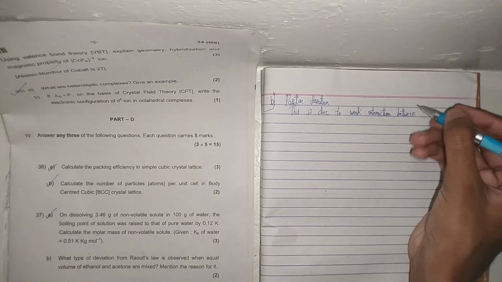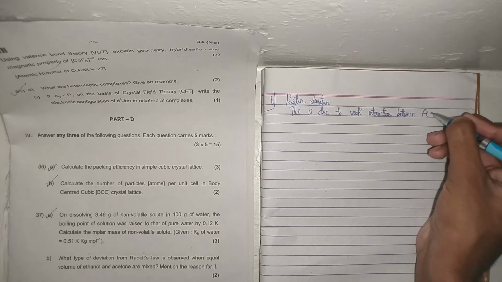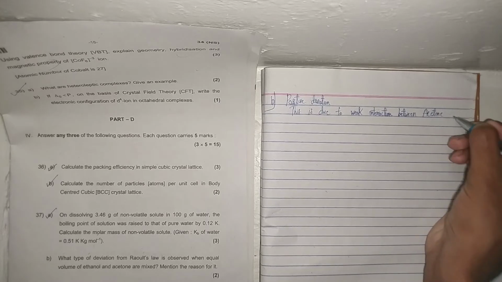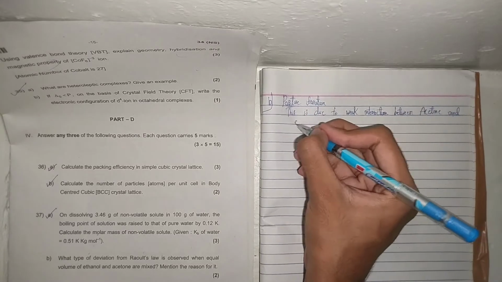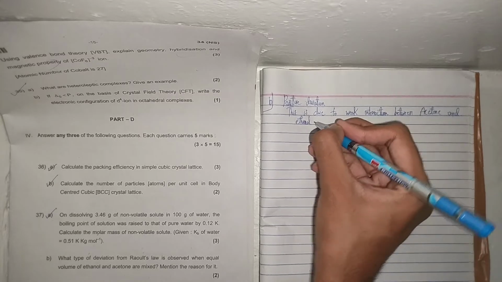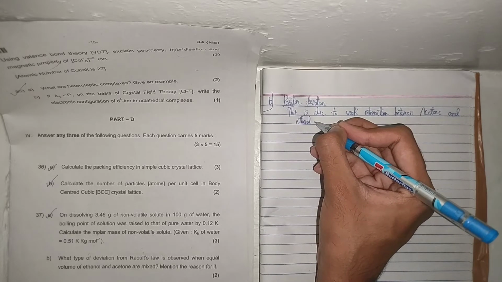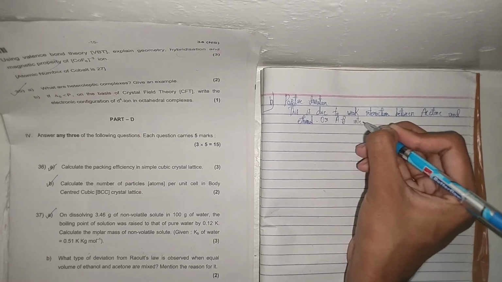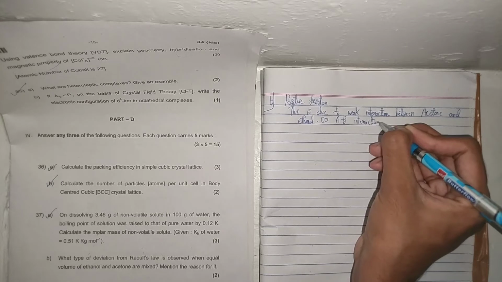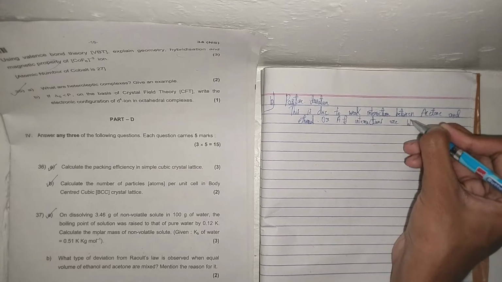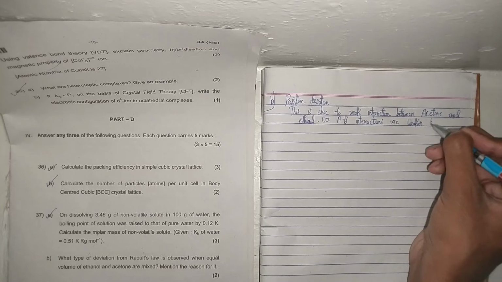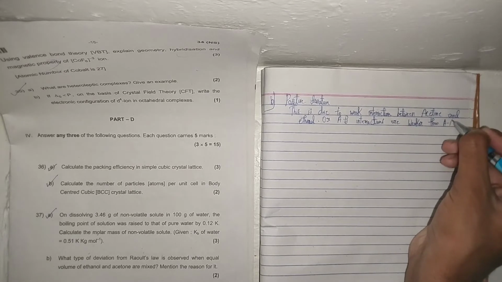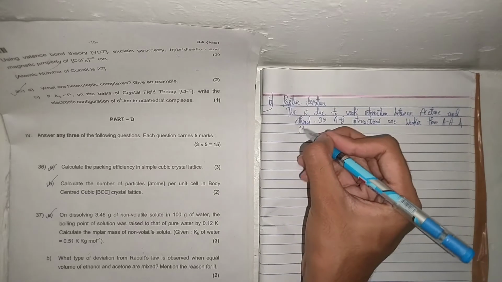There is weak interaction between acetone and ethanol, or you can also say AB interaction. Let us take it as AB interaction. They are weaker than the AA and BB interactions. Okay, so anything like this you can write.